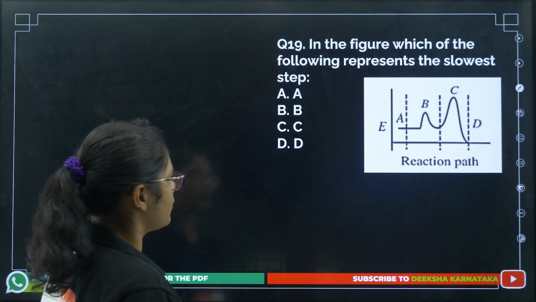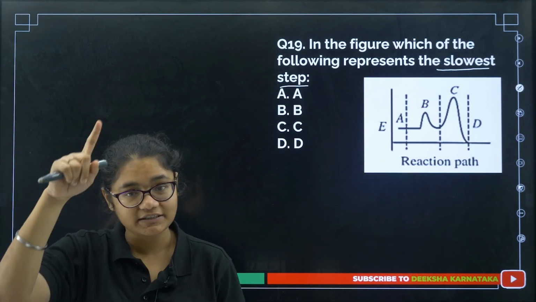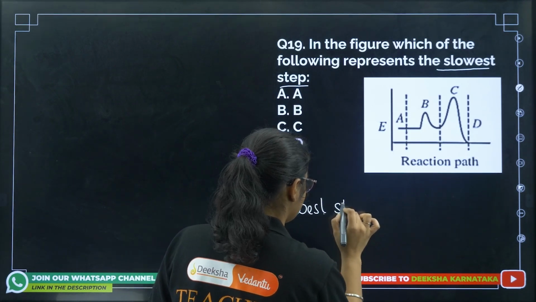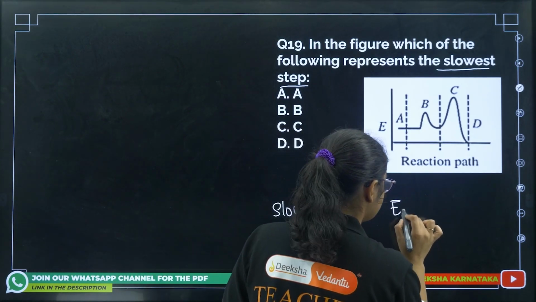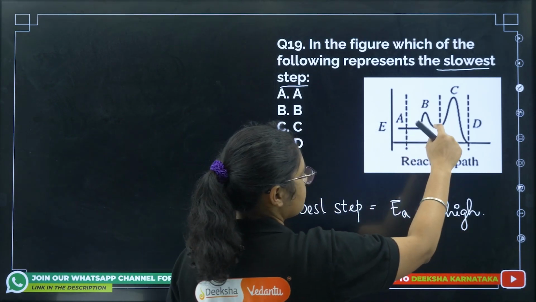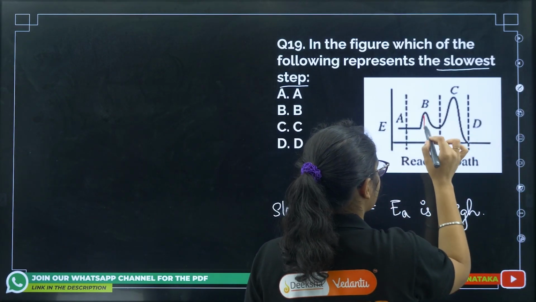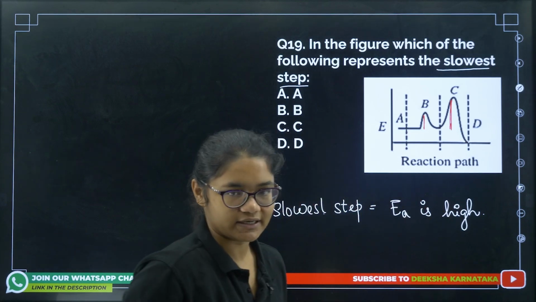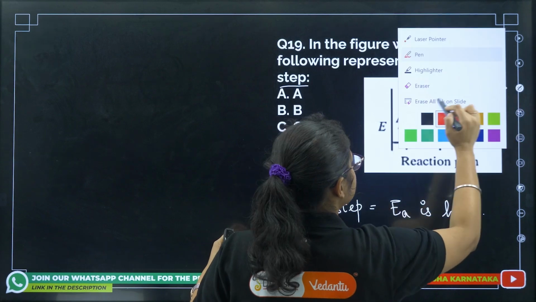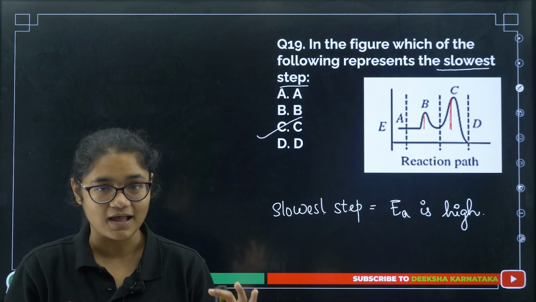In the figure, which of the following represents the slowest step? Slowest step means the activation energy should be very high. So how to find out? The slowest step is where the activation energy is high. Here this part has the highest activation energy, right? This one has a very small activation energy, this one a very large activation energy, so the process will be very slow here. The correct answer for this question will be option number C. I hope all of you are getting things and getting the answers correct here.